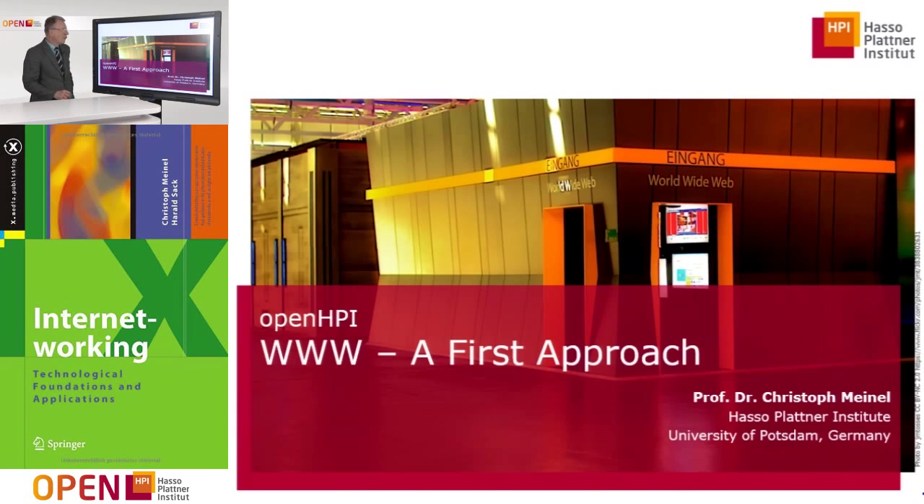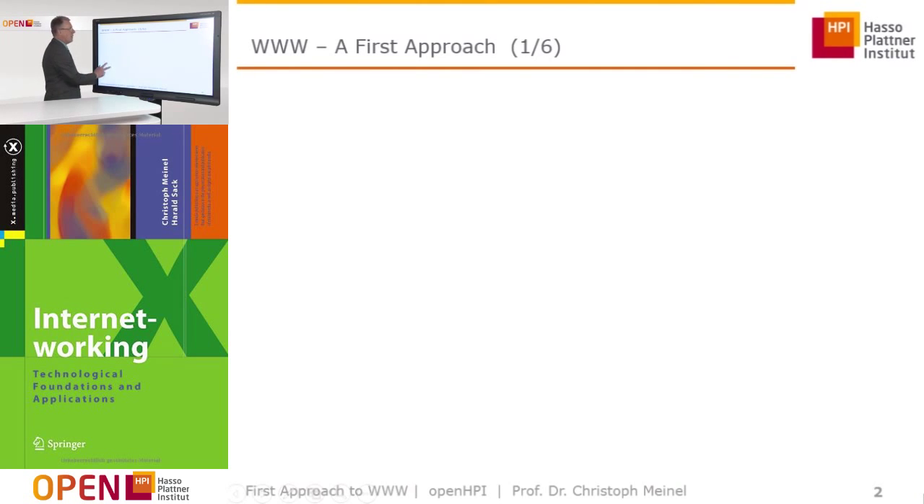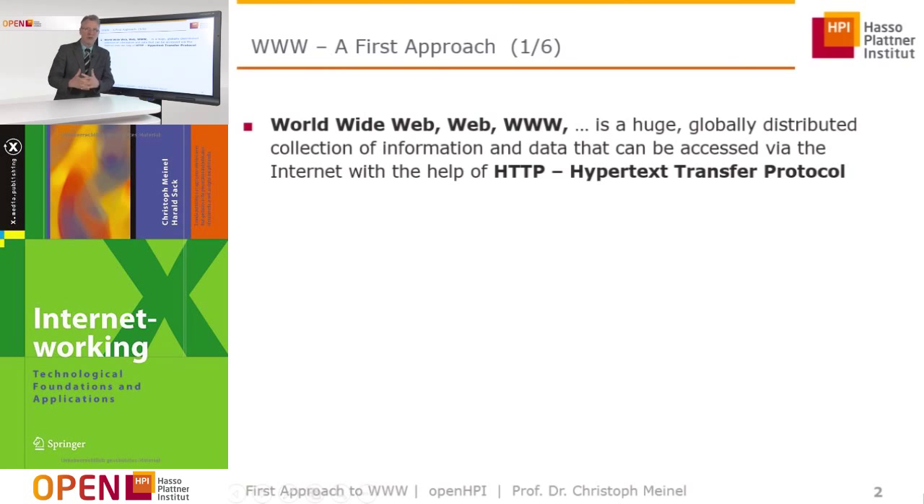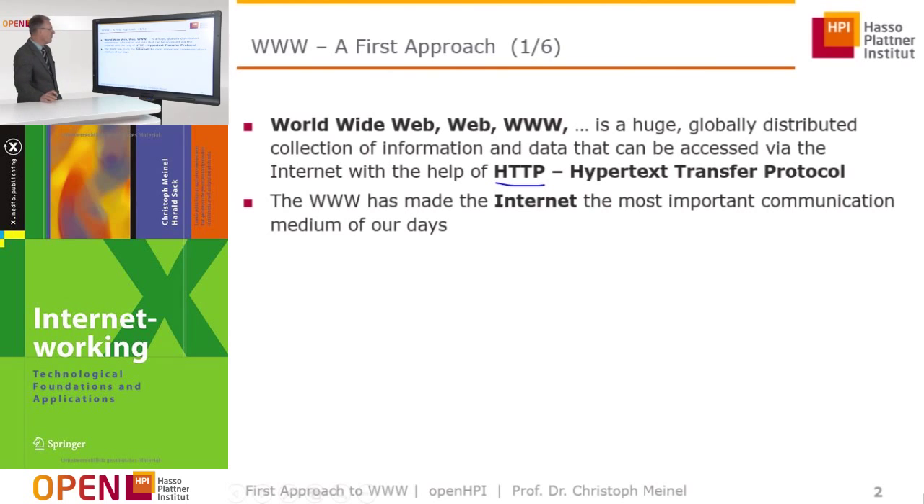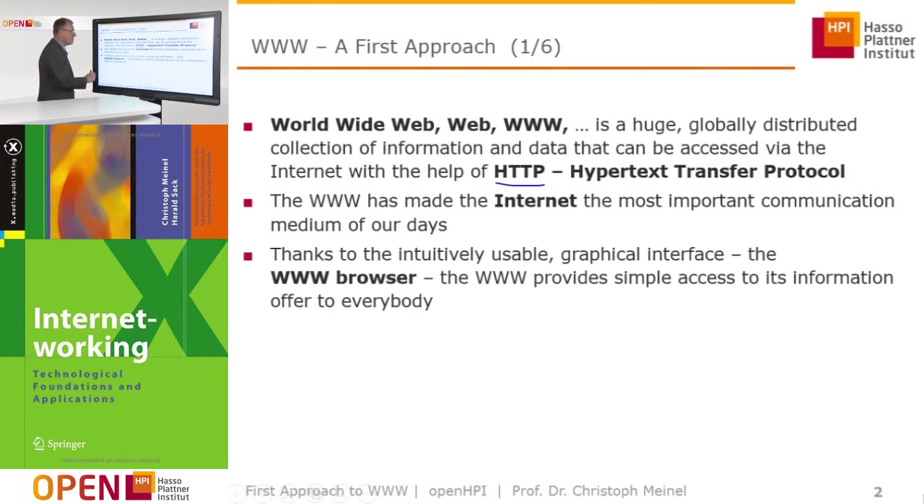Now let's start with the first overview about the World Wide Web. The World Wide Web, or shortly the web, is a huge and globally distributed collection of web documents, of information, of data, of services that can be accessed via the internet. One can access such sources in the World Wide Web by means of the HTTP protocol, the Hypertext Transfer Protocol, and the web has made the internet the most important communication medium of our days. So it's a killer application of the internet.